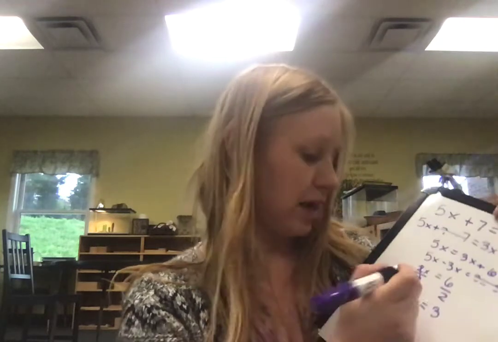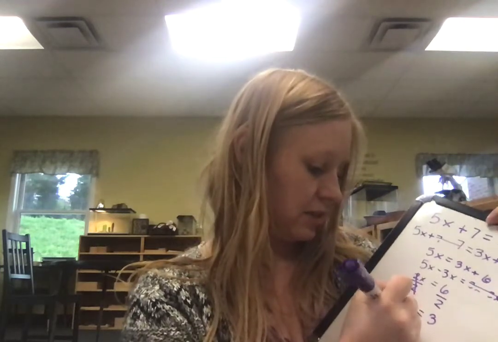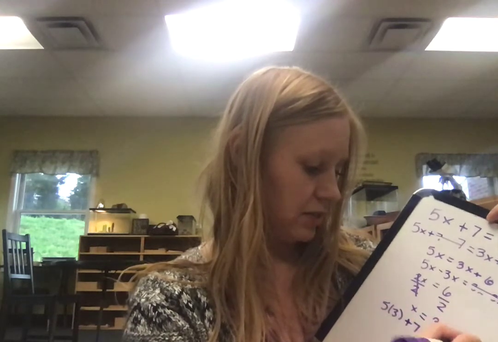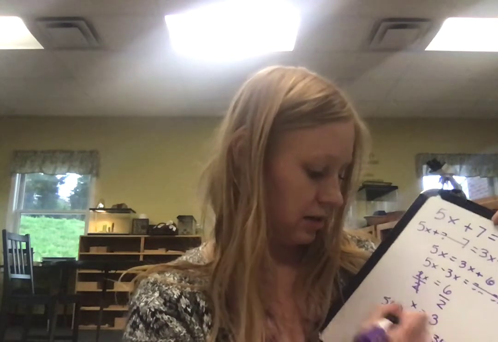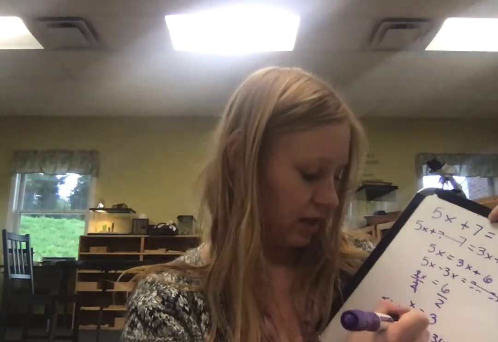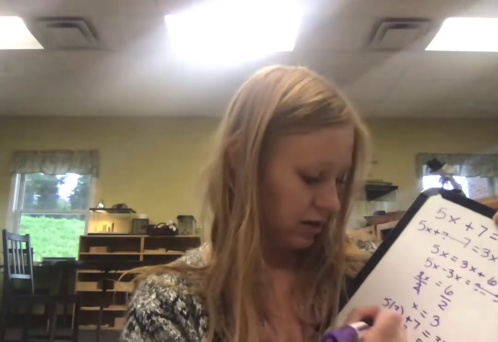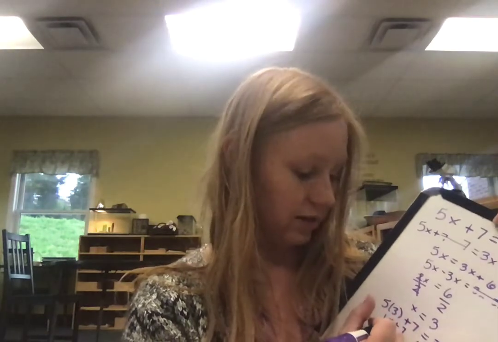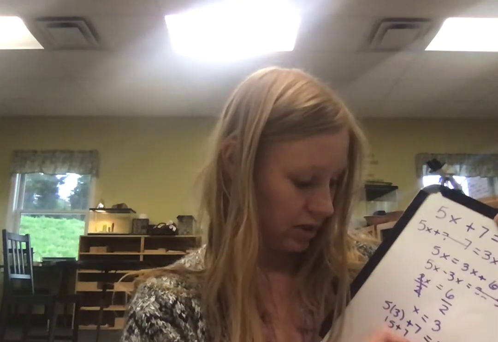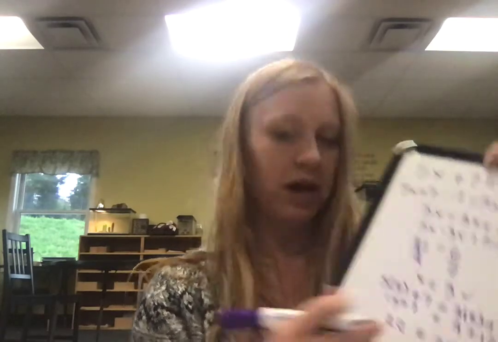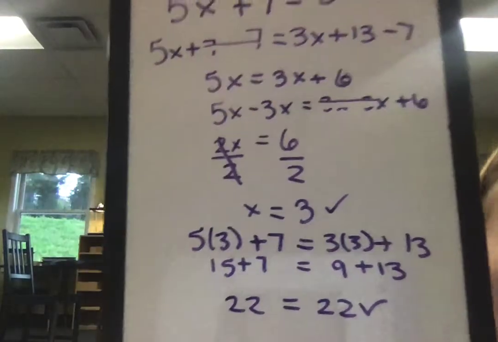Now I can plug it back in. 5 times 3 + 7 = 3 times 3 + 13. 15 + 7 = 9 + 13. 15 plus 7 is what? 22 = 22. I am right. x does equal 3.